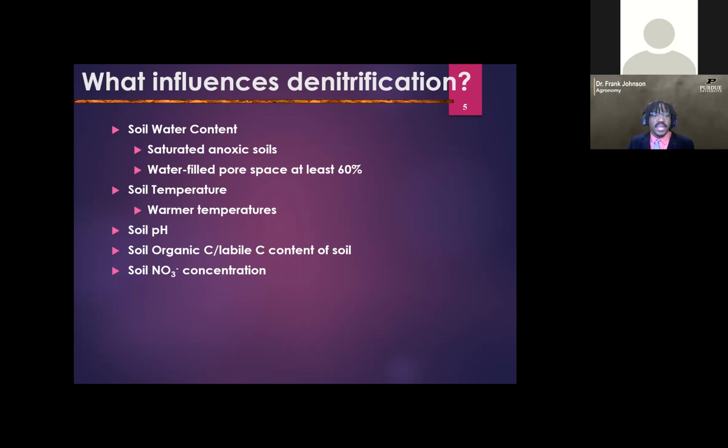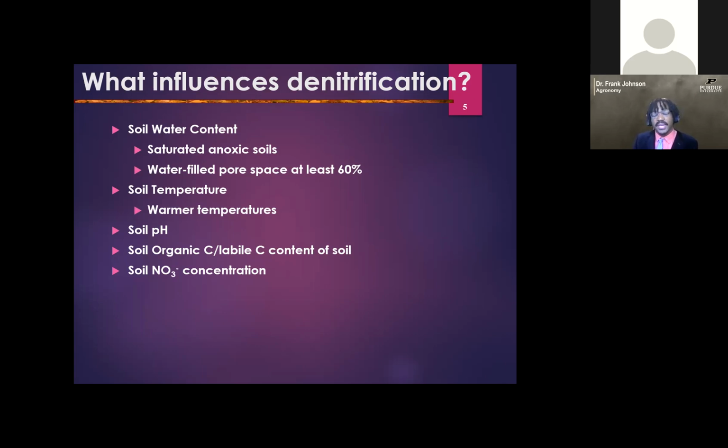Next, we have soil temperature. Denitrification typically occurs at warmer temperatures. There was a study conducted where they increased temperature by 3 degrees Celsius, and the amount of denitrification that occurred nearly doubled. Soil pH, which of course impacts a lot of different areas in agricultural systems, definitely impacts denitrification. It typically occurs between a pH of 6 and 8.